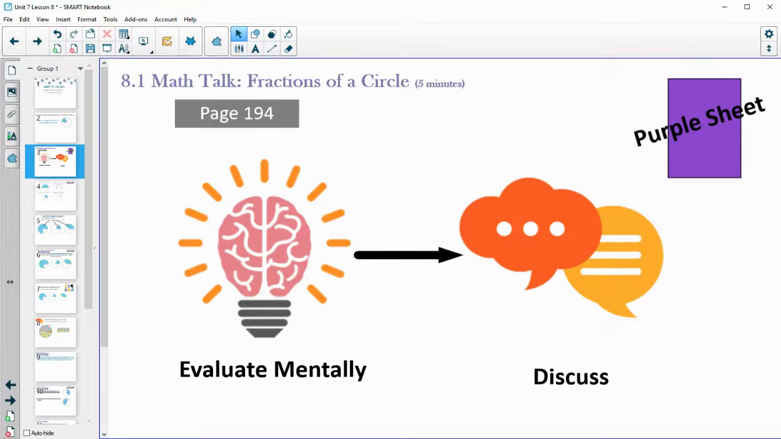First thing you should do is take a look at page 194 in your book, and you're going to evaluate the answers to these problems mentally. Try not to write down any of your work or calculate using a calculator. See if you can come up with the answer just by looking at the problem and thinking about it. If you need a reminder of your circle formulas, they are on your purple sheet for this unit. Go ahead and grab that and look at it. Think about this, evaluate, and then come back to the video.